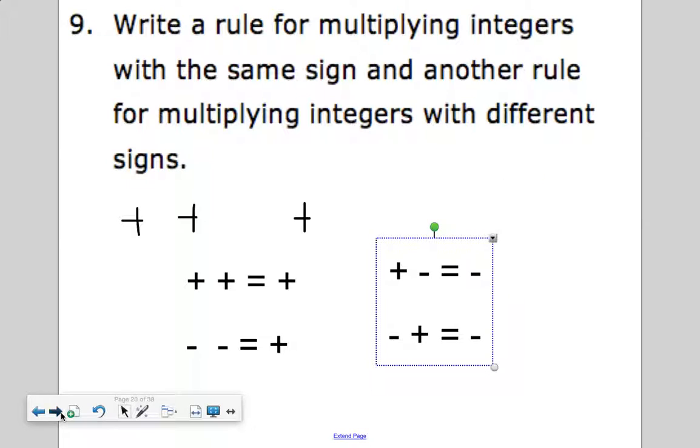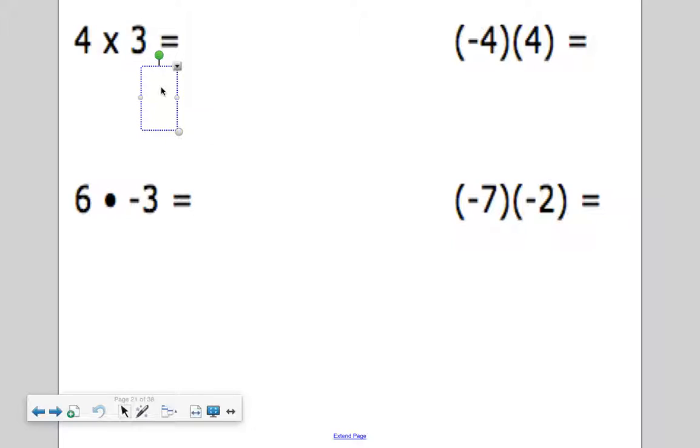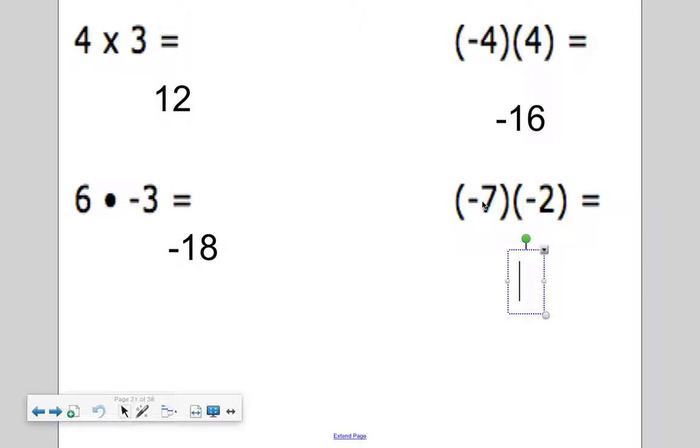So let's practice on this. 4 times 3 is 12. 6 groups of negative 3. 6 groups of negative 3 is negative 18. 6 groups of 3 is 18, negative. Opposite of 4 times 4. What's 4 times 4? 16. Opposite of that is negative 16. And negative 7 times negative 2. Opposite of 7 times negative 2. So we can do opposite of this negative is positive. So 7 times 2 is 14.